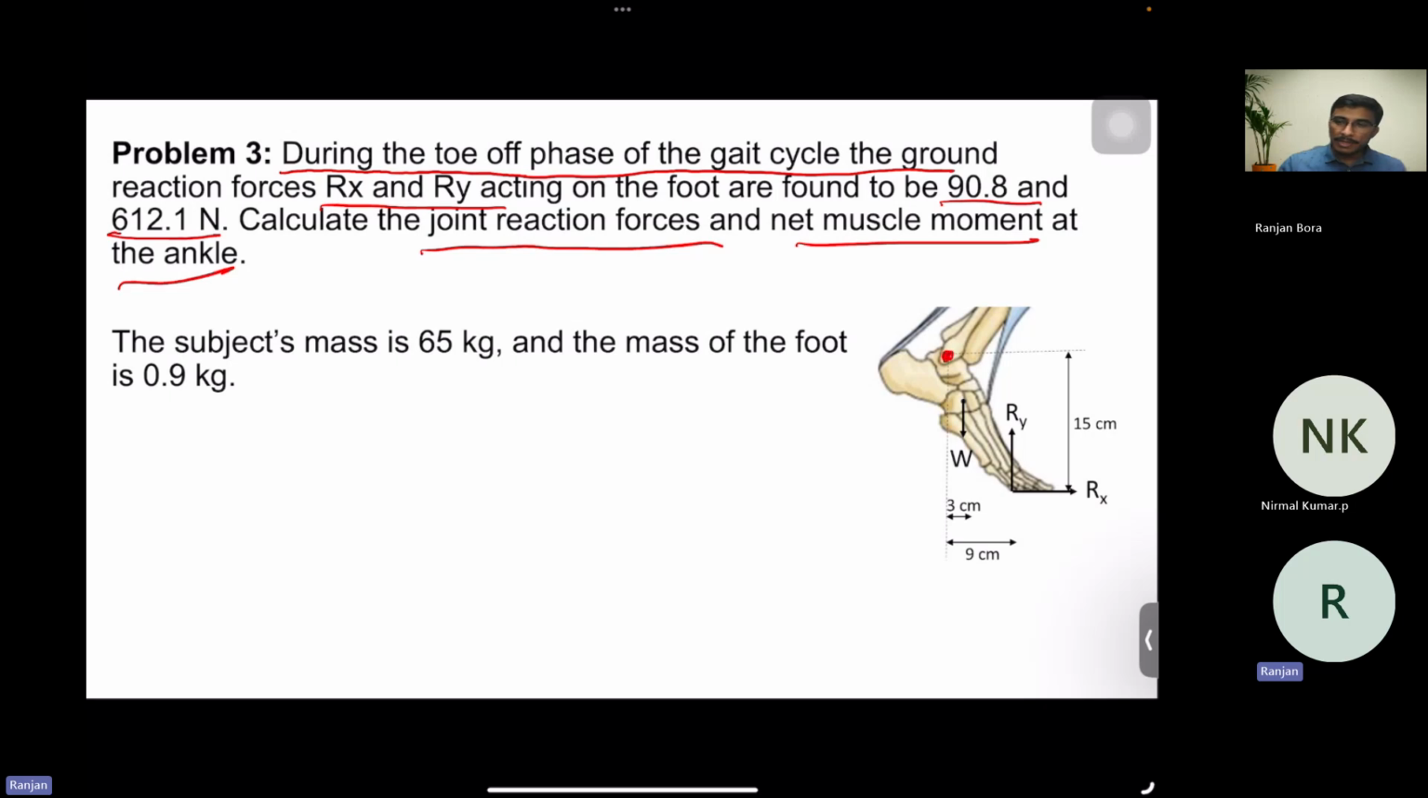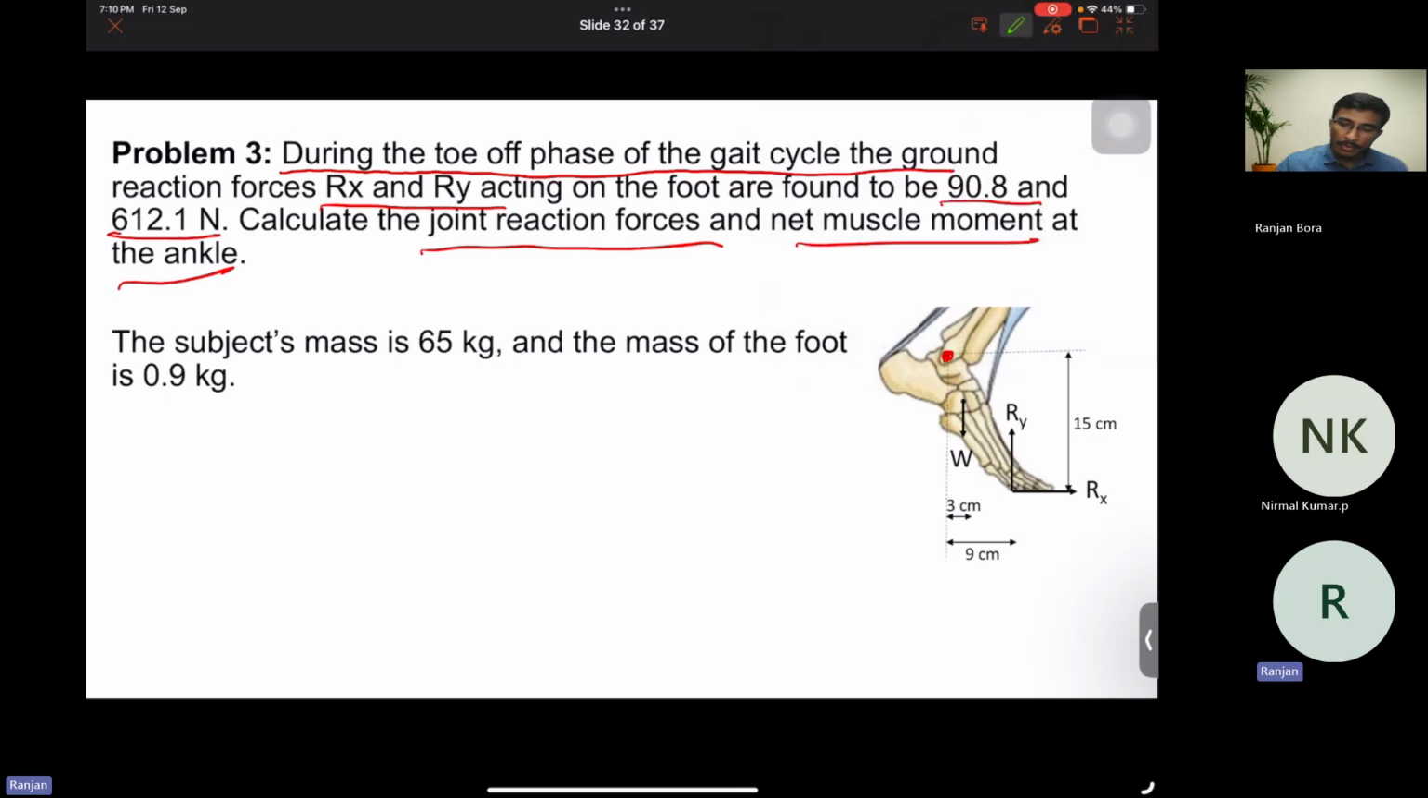So where is the ankle? The ankle joint is here. So we need to estimate the joint reaction force at the ankle. I will draw two components of joint reaction forces, that will be Rxa and Rya, and also the muscle moment M. The mass of the foot is given as 0.9 kg. So how to solve this problem?